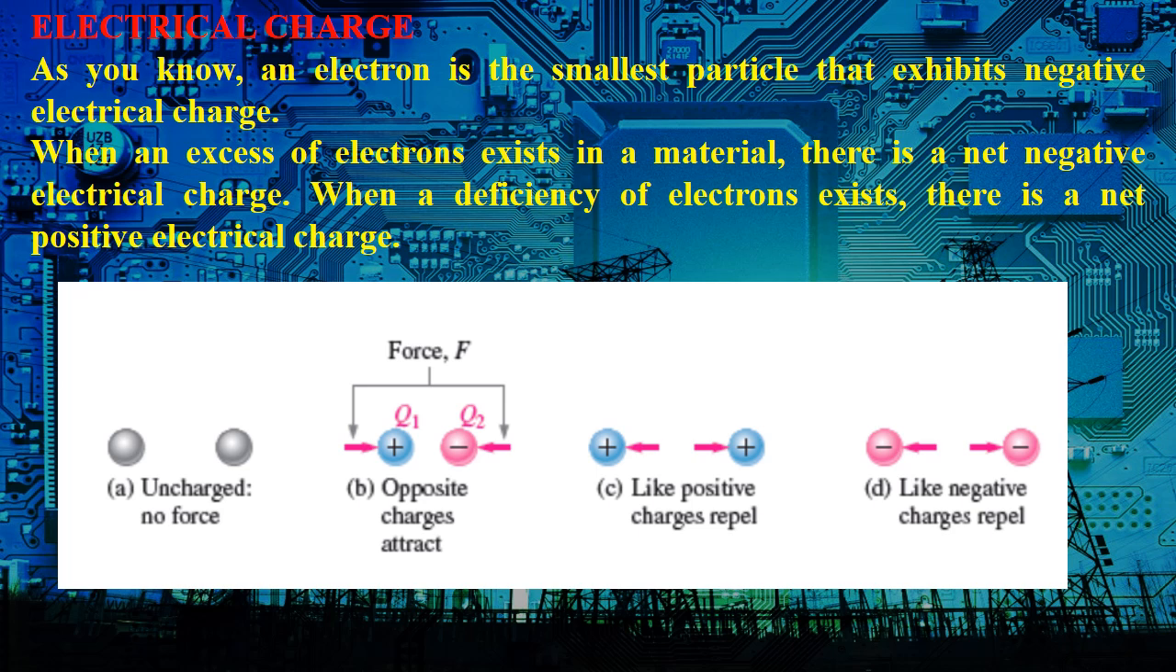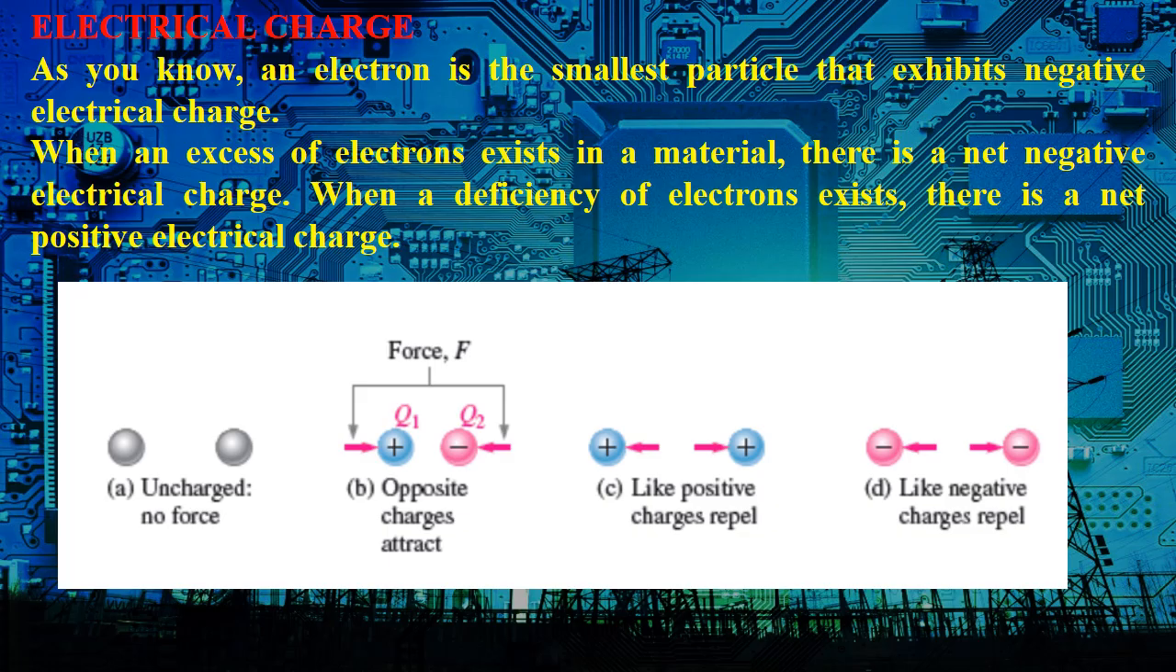When you talk about charges, there are like charges and unlike charges, positive and negatively charged particles. An electron is a negatively charged particle, a proton is a positively charged particle. They attract each other when they are opposite charges, and they repel when they are like charges. So electrons and protons are opposite charges, which is why they attract each other.